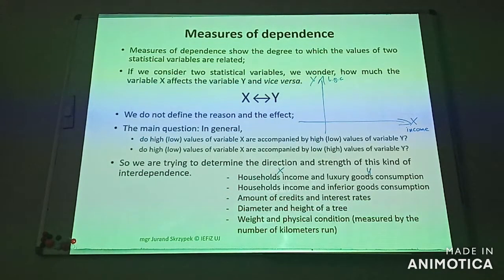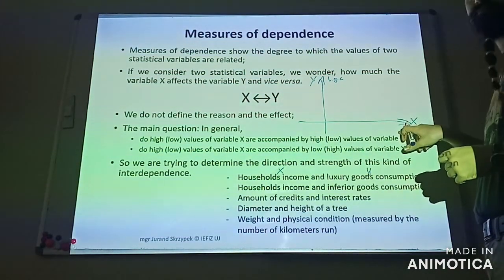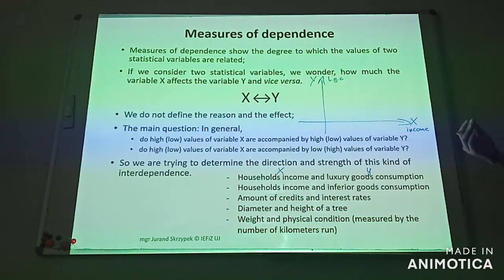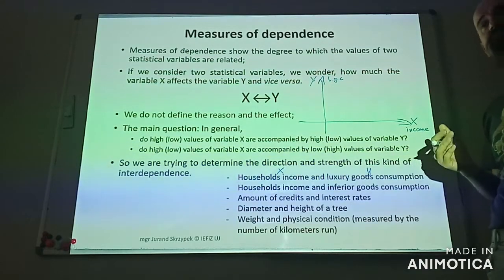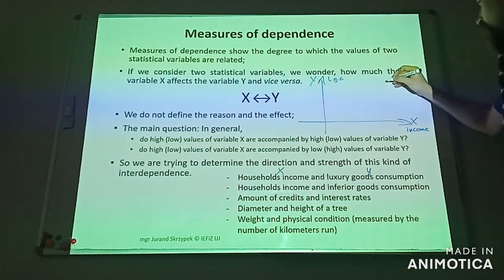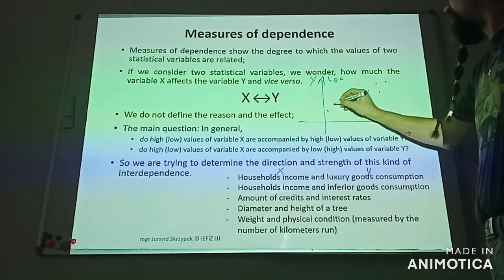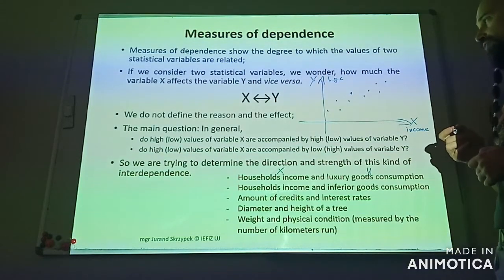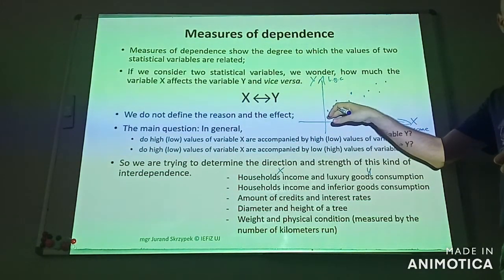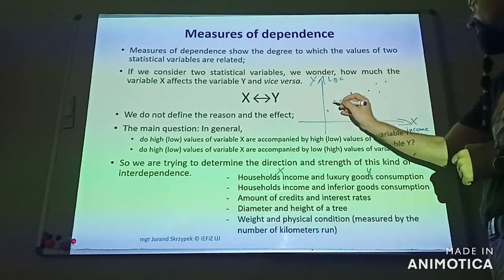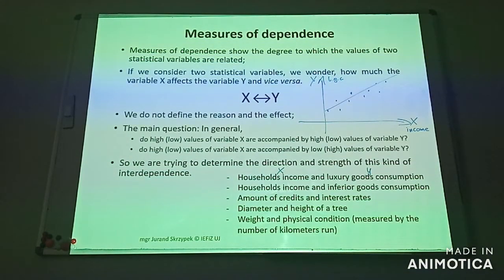And the first question is, what do you expect? We expect that if we have high income, we will have high luxury goods consumption, because it's a regularity that rich households consume more and more luxury goods. So we also expect that poor households consume a low volume of luxury goods. It's a kind of regularity, like here.